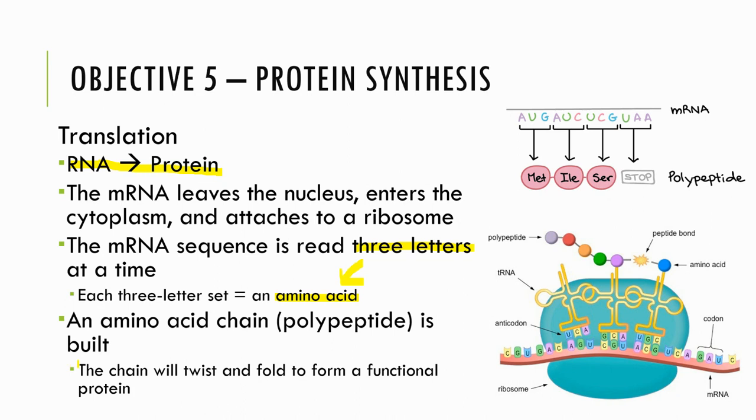And so ultimately what we're going to be building is what's called a polypeptide. That's a basic protein. It's just an amino acid chain. Now once the polypeptide is made, it's going to go on and twist and fold and become that protein that's functional. But in protein synthesis, we're just building that amino acid chain. And it always goes back to the instructions in DNA.